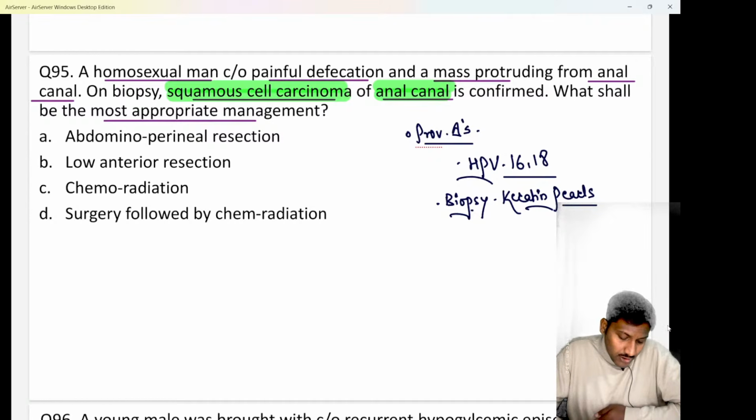Option A says a surgery known as abdominoperineal resection. Option B says a low anterior resection. Option C says chemoradiation, or option D says surgery followed by chemoradiation. Let me know in the chat box.